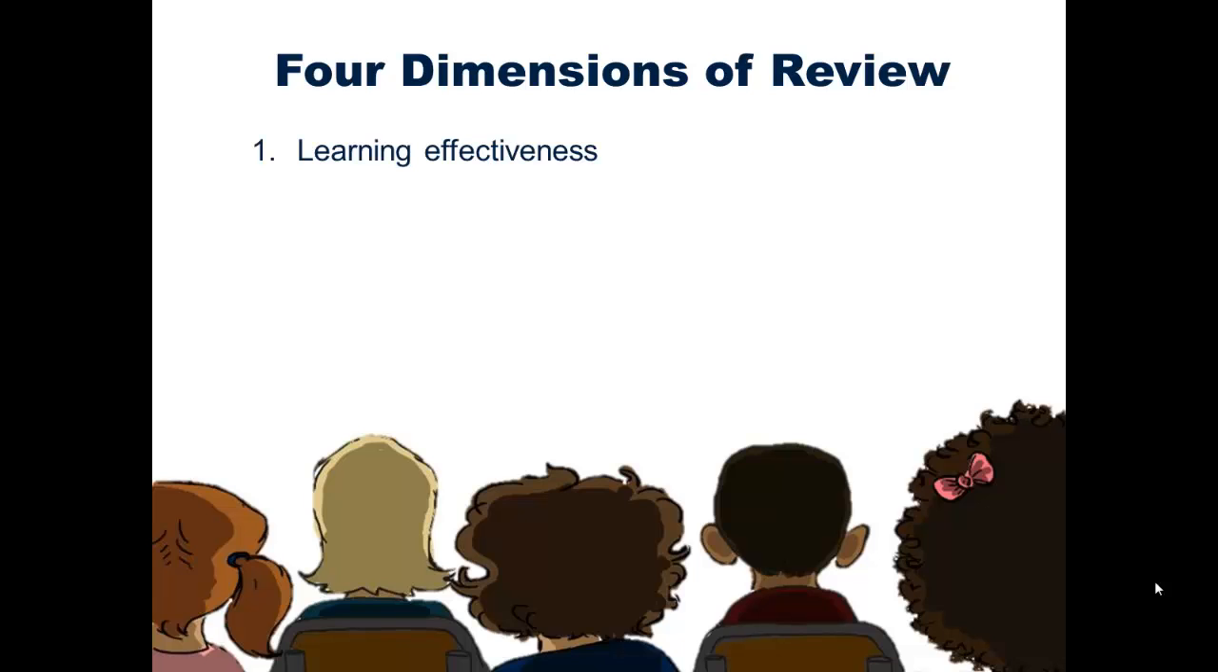The first dimension is learning effectiveness. This is where we talk about how well does the technology or the trend actually affect positively the learning outcomes that I'm hoping to achieve. This is the appropriateness to the learning context. We talked about this in the first lecture of this module, and this is where we'll revisit that.